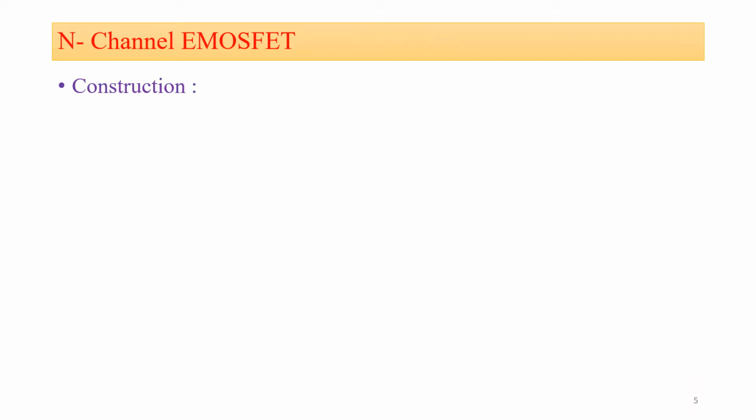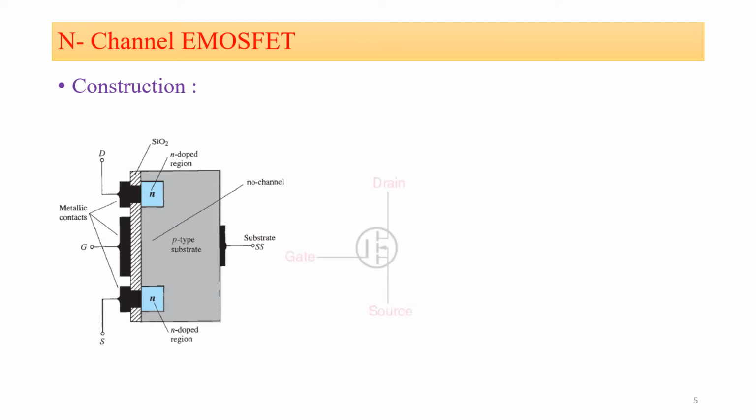Now let's see the construction of the N channel eMOSFET. Now if you see the symbolic representation of your N channel eMOSFET, then there are basically three terminals, that is drain, gate and source, where gate is the control terminal in case of your MOSFET. And the first figure shows the construction diagram of the enhancement type of MOSFET, N channel enhancement type of MOSFET.